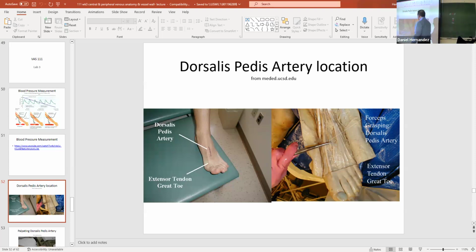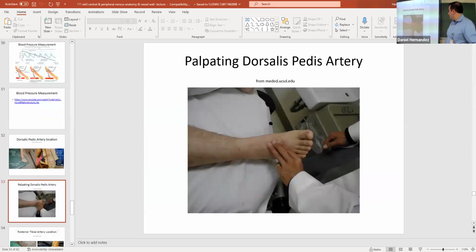So there's a flexor, extensor tendon for the great toe in the foot. So if the patient points out their great toe a little bit, you'll see this tendon. And then the artery is typically just lateral to that tendon. So the tendon is gonna be medial. That dorsalis pedis artery is typically located just lateral to that tendon. So you can maybe sometimes utilize that as a landmark. You can also always try and palpate and feel for pulses. Palpating dorsalis pedis artery.